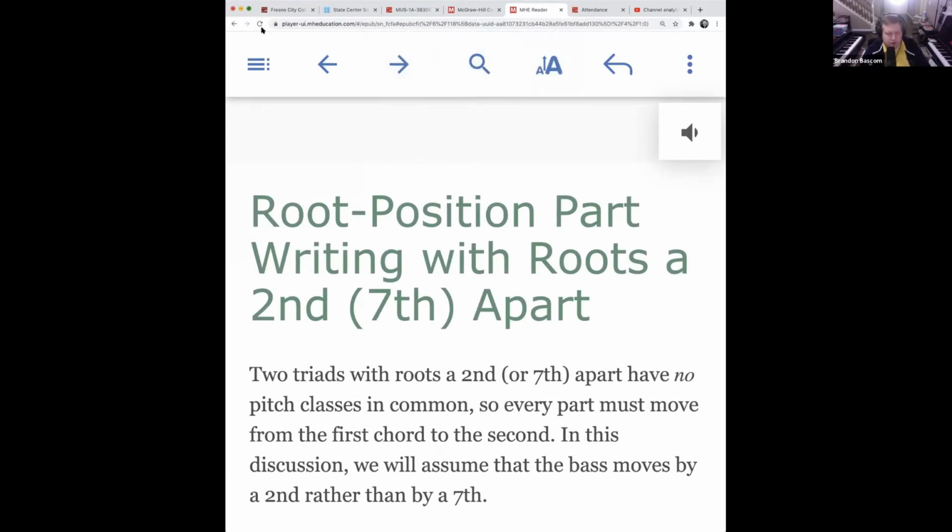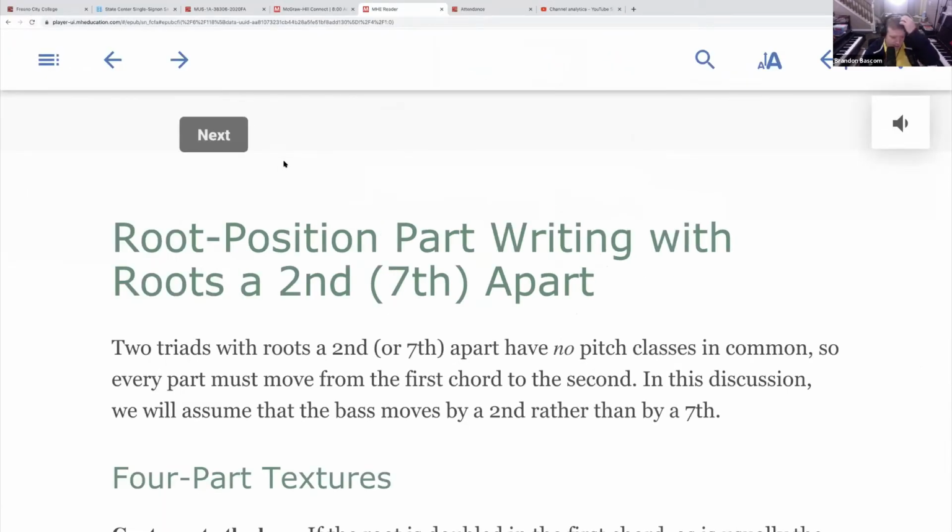Today, we are moving by a second or a seventh. Now, the book tells us in this discussion, we are going to assume the bass moves by a second and not a seventh. That would kind of be disjunct motion to move by a seventh. It's possible, but for our intents and purposes today, we're going to be moving by seconds rather than by sevenths.